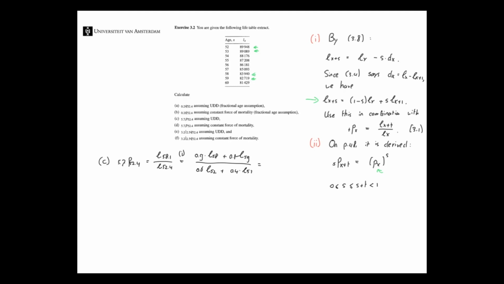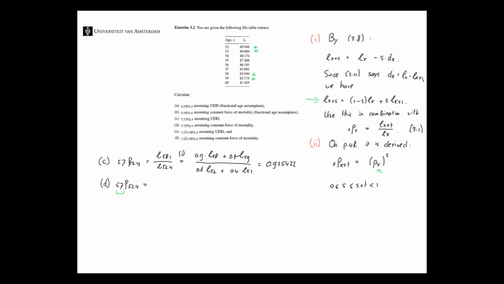Now if you plug in the numbers again from the life table using L59, L58, L53 and L52, you will get the probability of 0.935422. So that's part C using the UDD. And we have to compute the same probability using the constant force of mortality. Now, we want to use the second property, but the problem is that we cannot use this immediately because we have to look at a time period of 5.7 years. So we are aged 52.4 and we have to survive for 5.7 years.